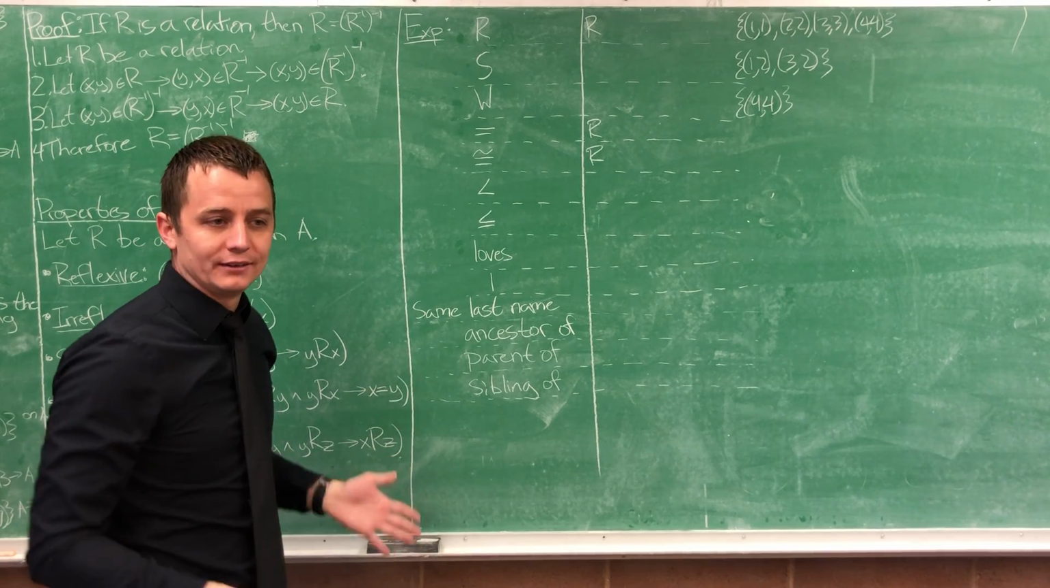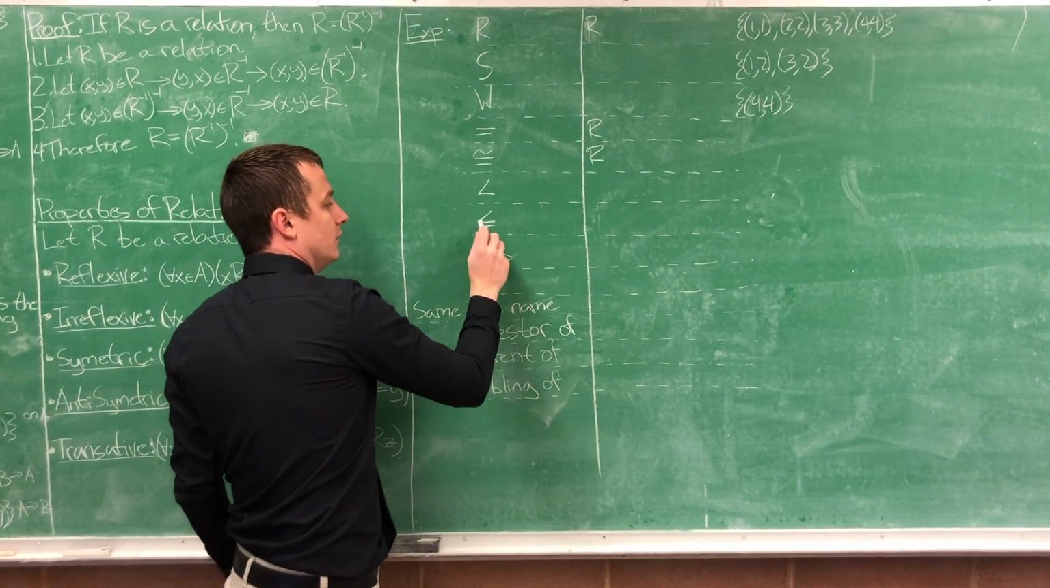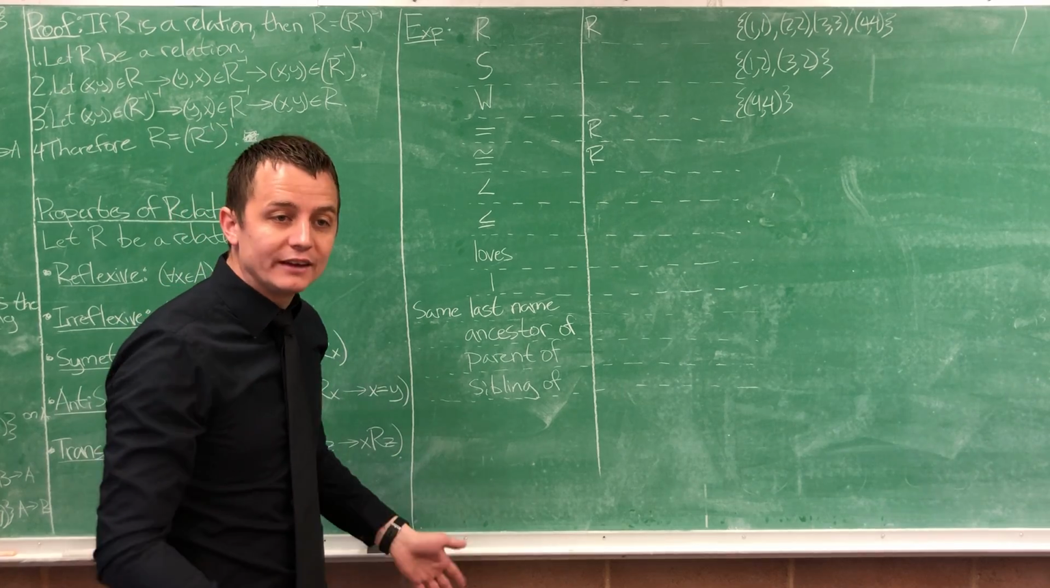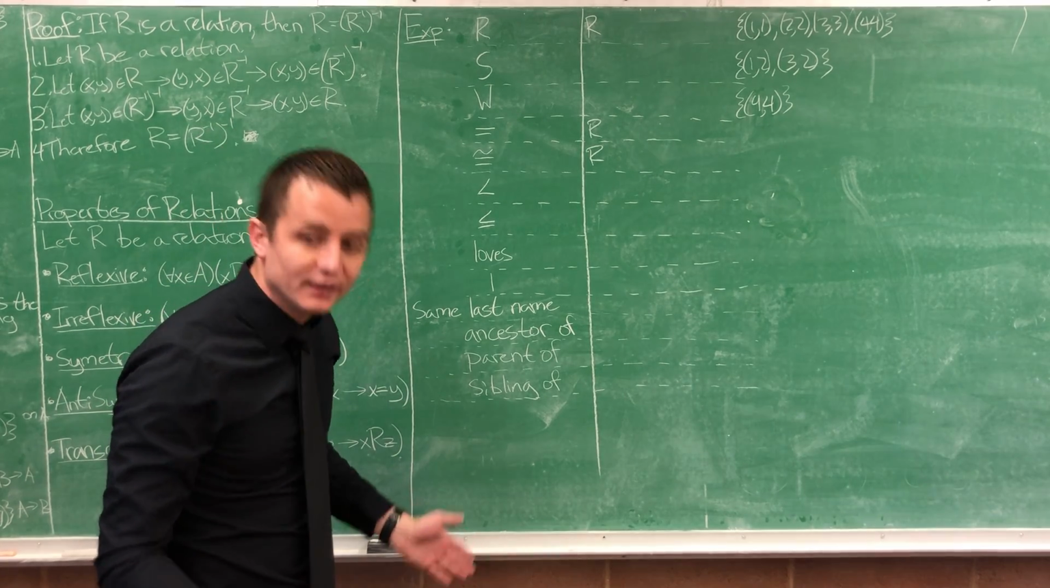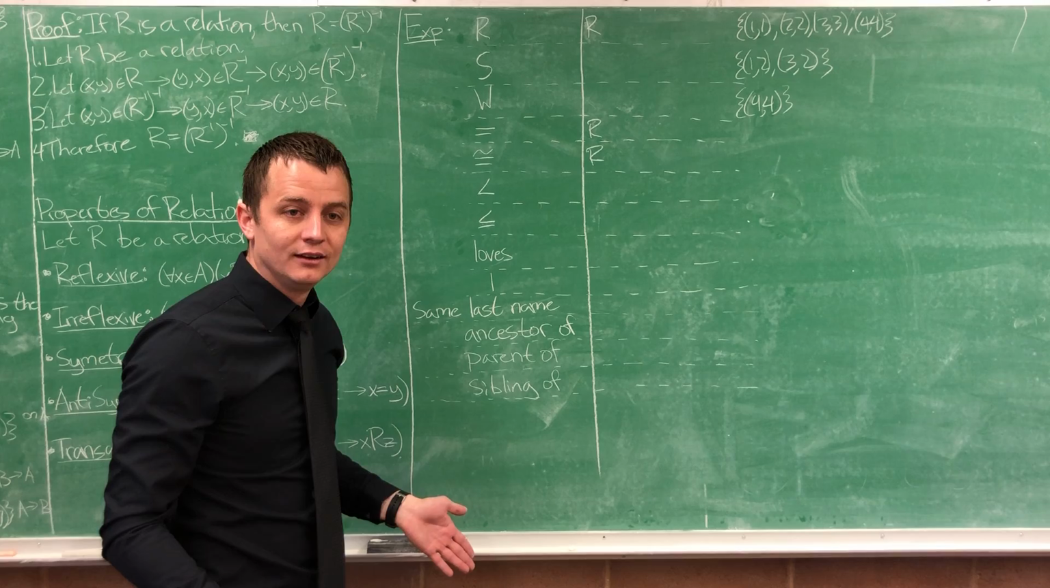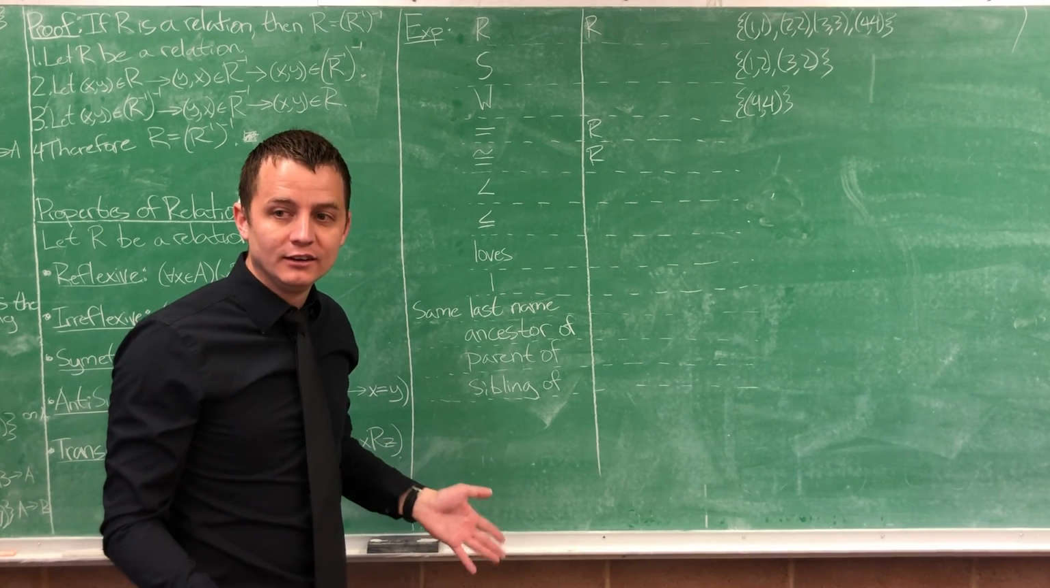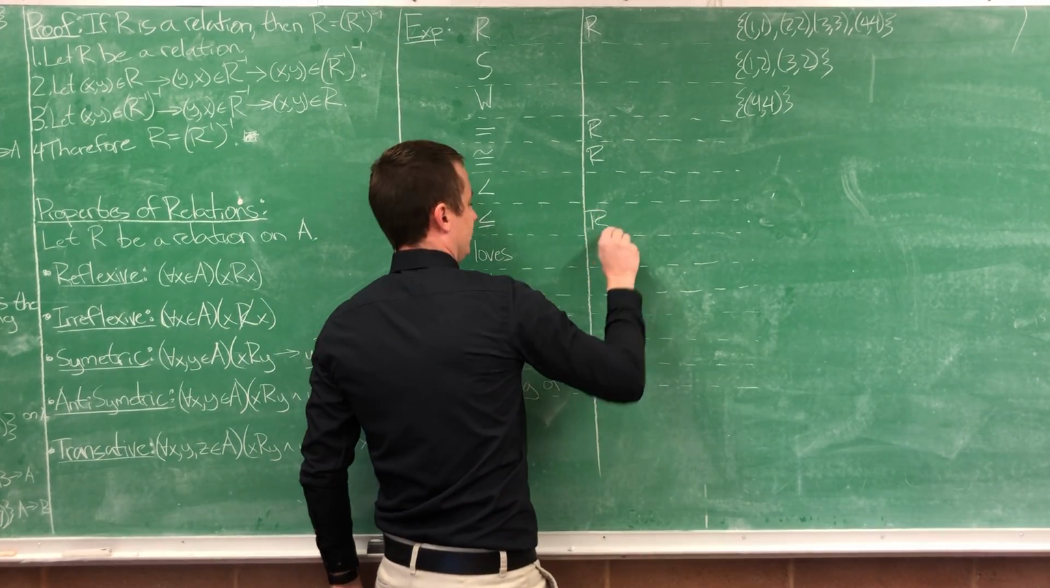Alright, what about less than? Is every number less than itself? No. What about less than or equals? Is every number less than or equal to itself? Yes. Is 6 less than or equal to 6? Yes. Is pi less than or equal to pi? Yes. So this one is reflexive.